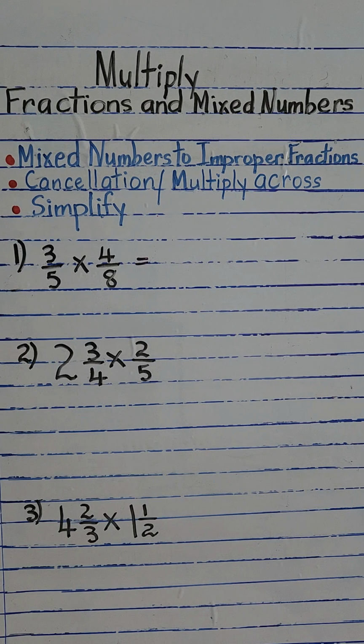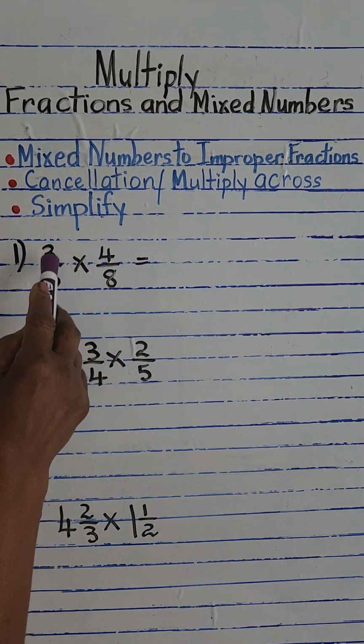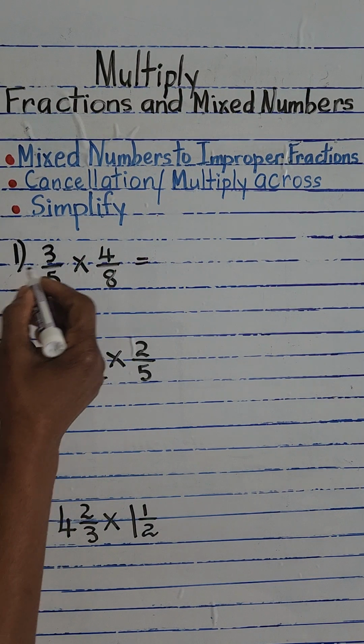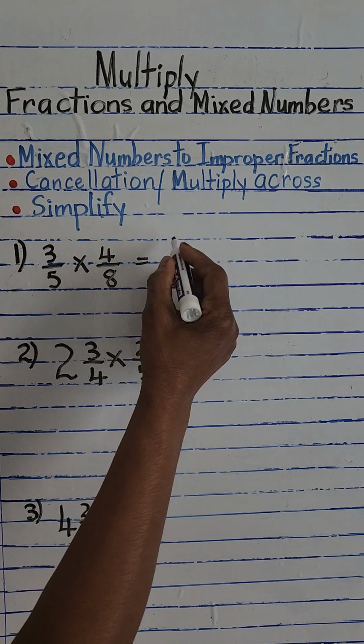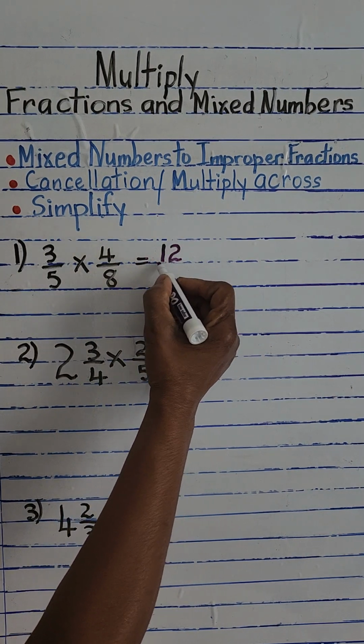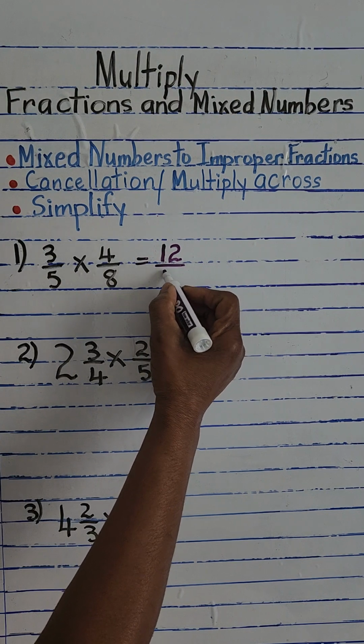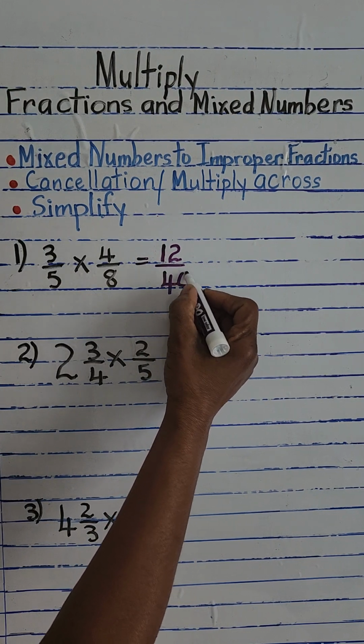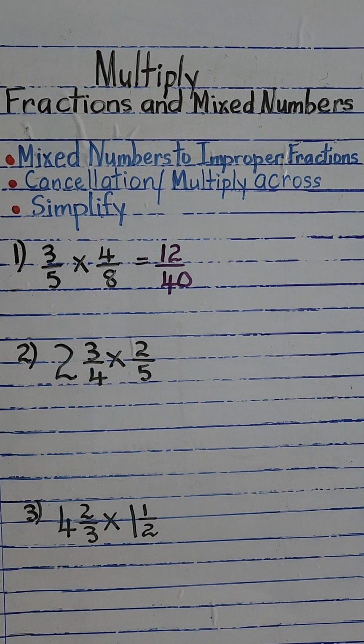Example 1, 3/5 times 4/8. So we have nothing to cancel, so we're going to multiply across. 3 times 4, 12. And 5 times 8, 40. And this can be simplified.